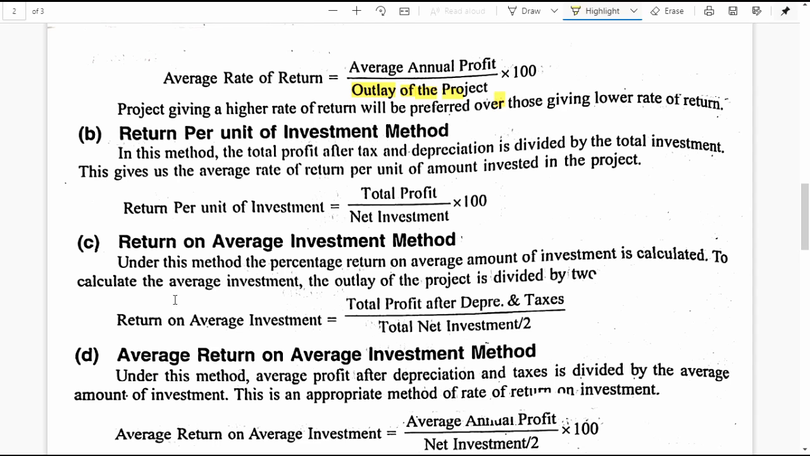The next one is the return on average investment method. Under this method, the percentage return on the average amount of investment is calculated. To calculate the average investment, the capital outlay of the project is divided by 2. Now let's look at the formula for calculating return on average investment: total profit after depreciation and taxes divided by total net investment divided by 2. This is the idea behind the third method.